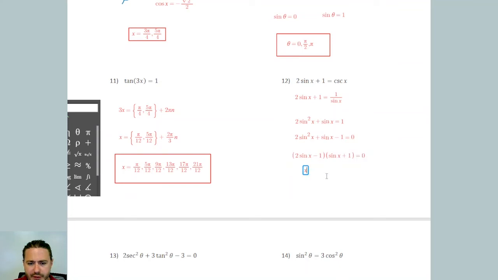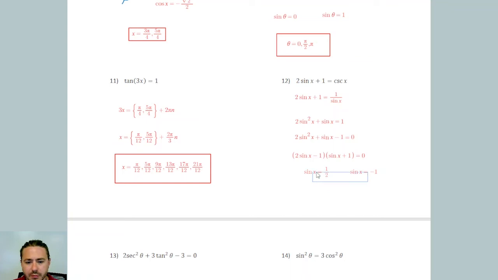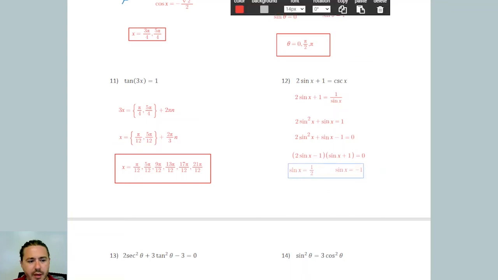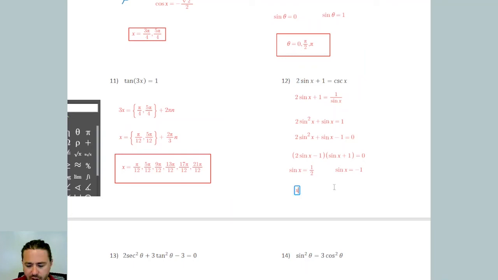So we get sine x equals 1/2, or sine of x equals -1. Let's clean that up. Let's move these over a little bit. And so we'll get our final answers here. We got x equals, let's see, so where's sine of x 1/2? That would be at pi over 6 and 5 pi over 6. And then sine of x is -1 at 3 pi over 2.